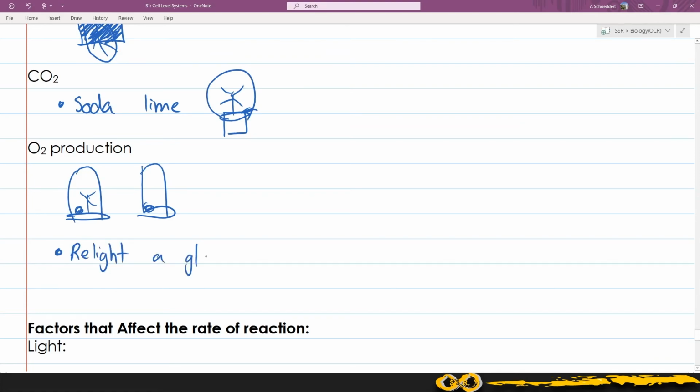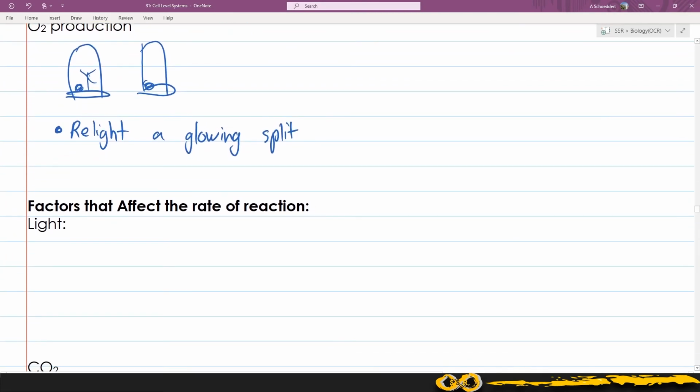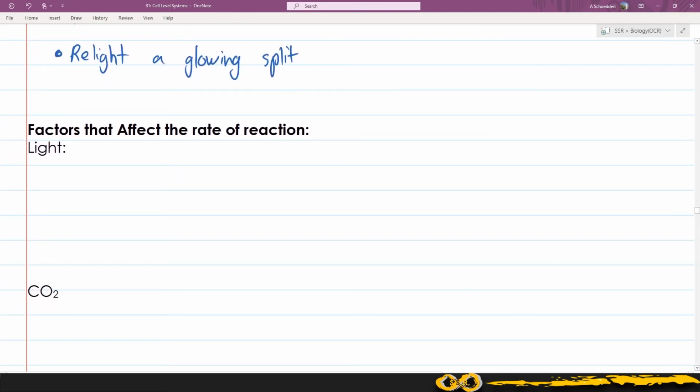And so you need to find, typically, an aquatic plant that will produce some bubbles. You capture those bubbles and then you test those bubbles with a glowing splint, and if it relights the splint, then that tells you that that reaction produced oxygen.